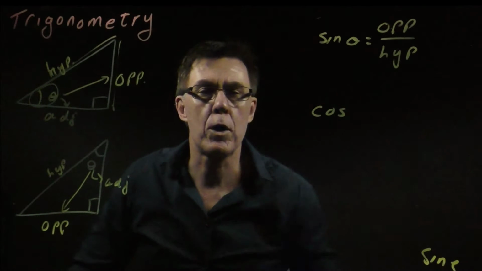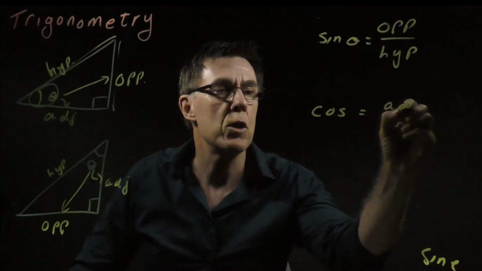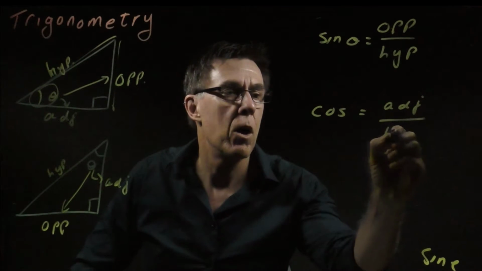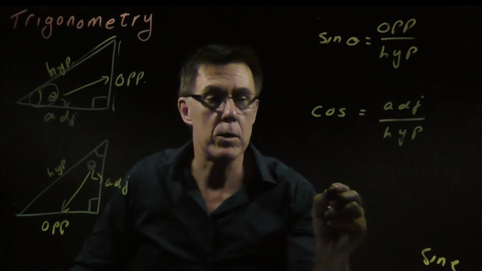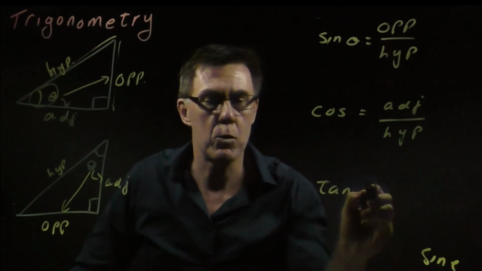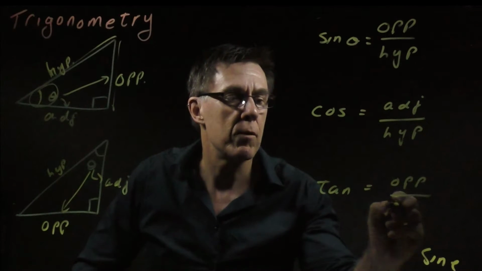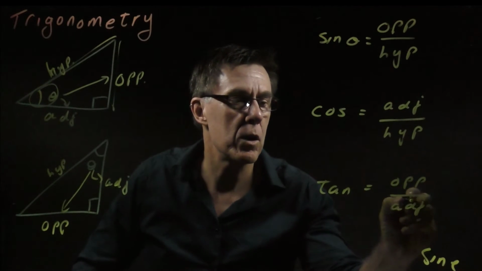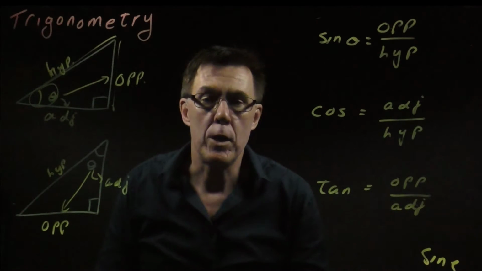Another one is called the cosine ratio. We abbreviate it to cos, and that is the length of the adjacent side over the hypotenuse side. And the third ratio we deal with is the tangent ratio, which we abbreviate to tan. It's the length of the opposite side divided by the length of the adjacent side. Now, those three relationships you need to know.